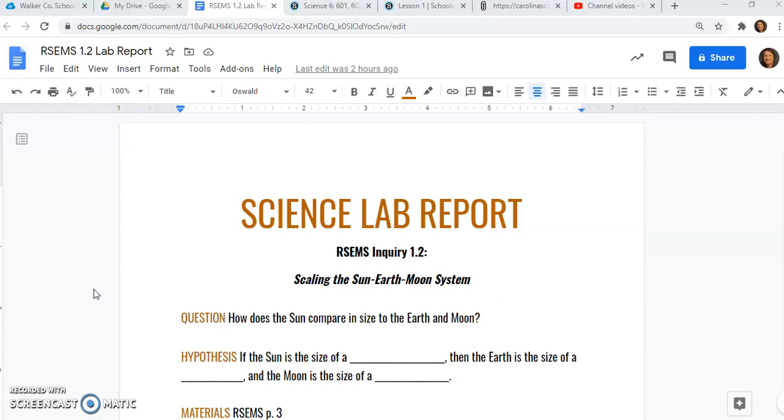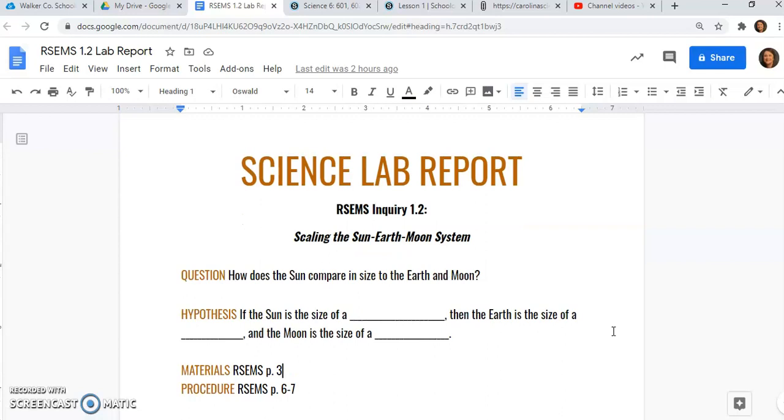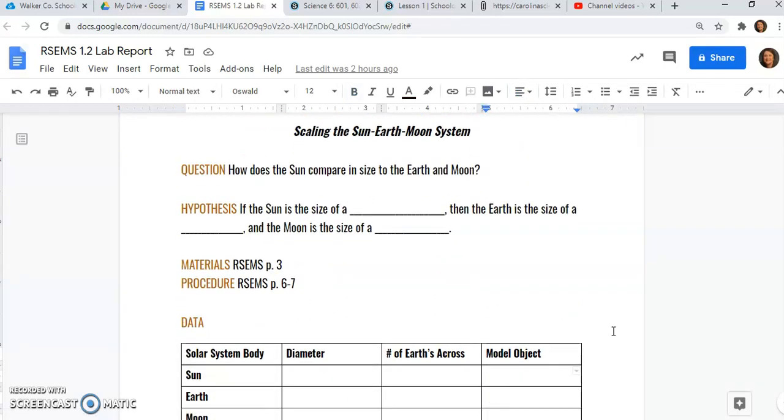So in this lab, you're scaling the Sun, Earth, and Moon system. So our question for this lab is, how does the Sun compare in size to the Earth and the Moon? Now we want to think about this in real terms of how big the real Sun, Earth, and Moon are, but we also want to talk about these in relative scale terms of things that we can compare them to. So for our hypothesis: if the Sun is the size of a blank, then the Earth is the size of a blank, and the Moon is the size of a blank.